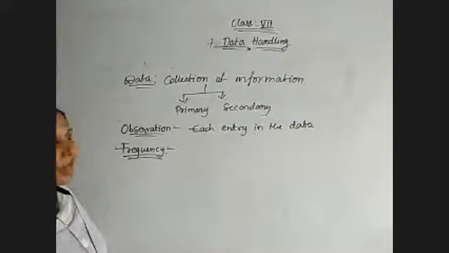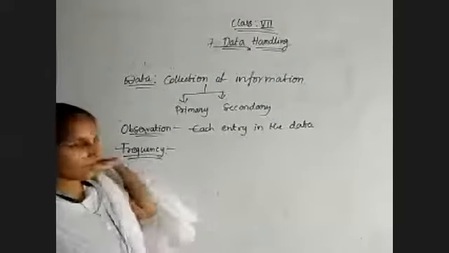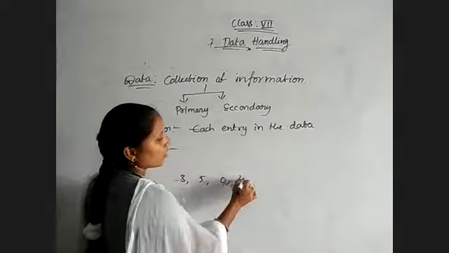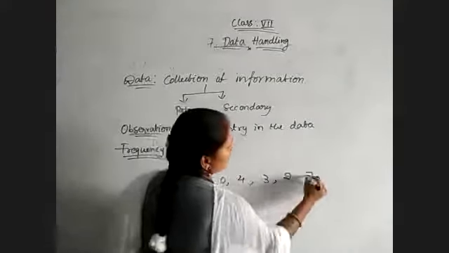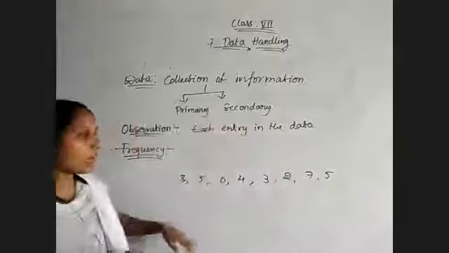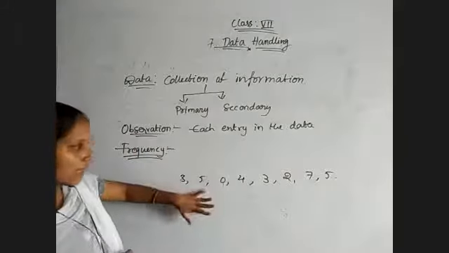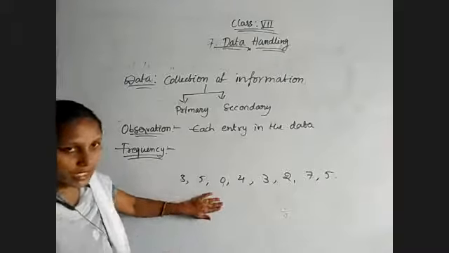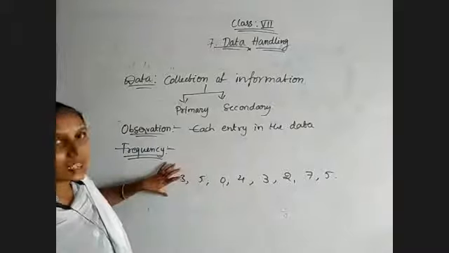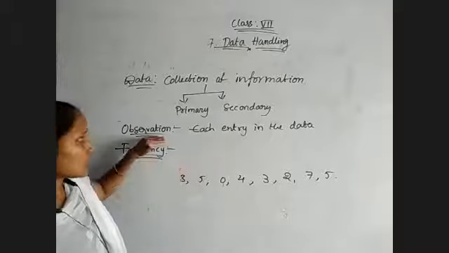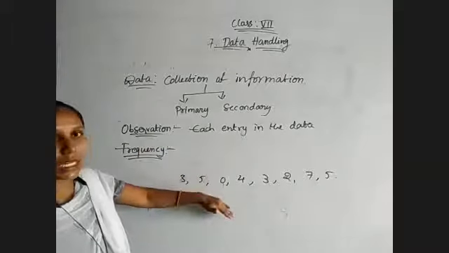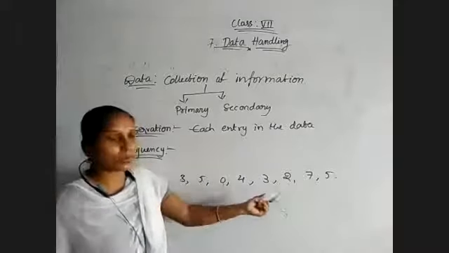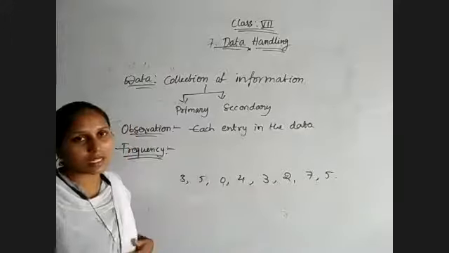How many times did that observation occur? For suppose I am giving the numbers 3, 5, 0, 4, 3, 2, 7, 5. Like this, I am giving the observations. I want to find out the mean for this data. So the given data is the given information. For these numbers, I need to find the mean and how many observations are given. Observation is nothing but each entry in the data. So here each entry 3, 5, 0, 4, 3, 2, 7, 5, all these are the observations of the data.